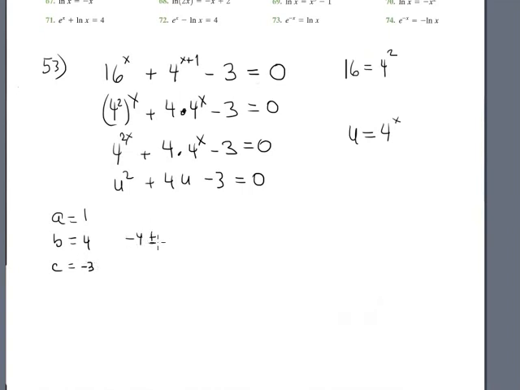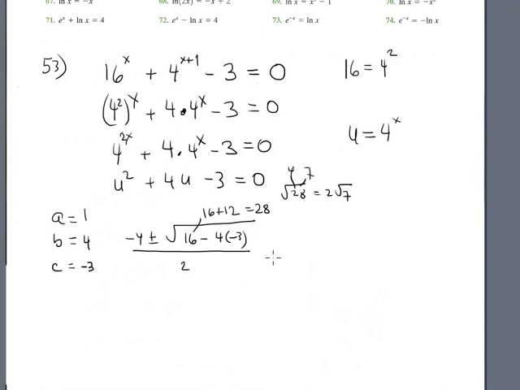It's minus 4 plus or minus the square root of 4 squared, which is 16, minus 4 multiplied by 1, multiplied by negative 3. Divide the whole thing by 2 times 1, which is 2. 16 plus 12 is 28. And the square root of 28 is the square root of 4 times 7, which is 2 radical 7. So far we have minus 4 plus or minus 2 radical 7 over 2. Okay, if you divide everything by 2, you have minus 2 plus or minus radical 7.